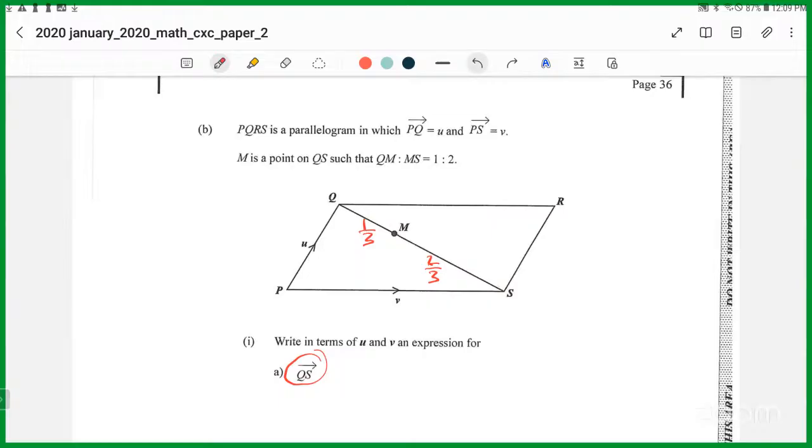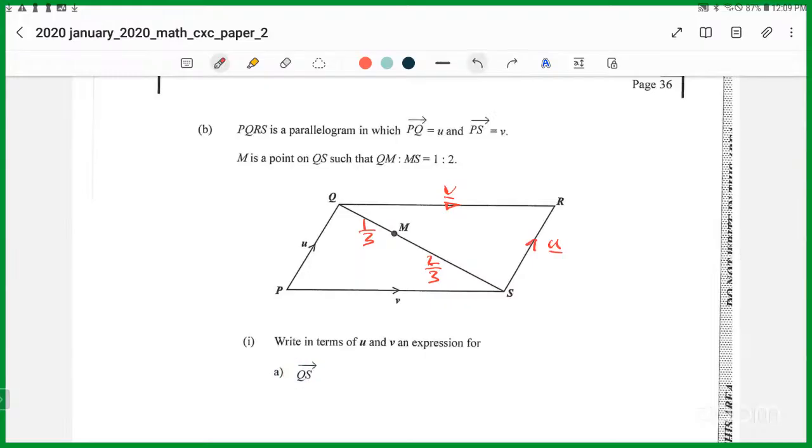But let me populate the diagram with all the vectors that we know. Since the vector across here is V, as a parallelogram, the vector up here is also V. Let's put it on there. This vector across here is also V. Since the vector up here is U, the vector up here is also U going up that way. So I'm going to put a U on here going this way.